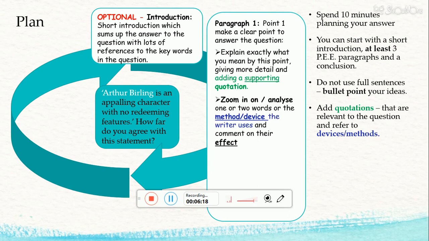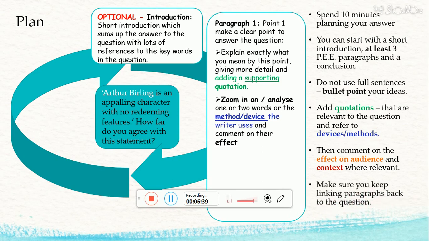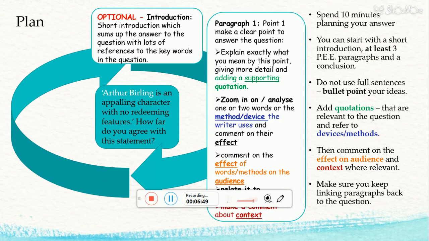You can zoom in and analyse one or two words, or the methods and devices themselves, the terminology that the writer is using. And it's important to remember in a play, characters themselves can be a device on their own. Comment on the effect on the audience and the context, so the background as well, things like the time in which it was written, very important in this play, and also the influences and the ideas of the writer, Priestley in this case obviously, and what they're trying to achieve with this play.